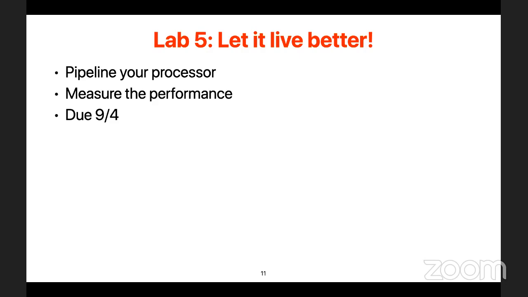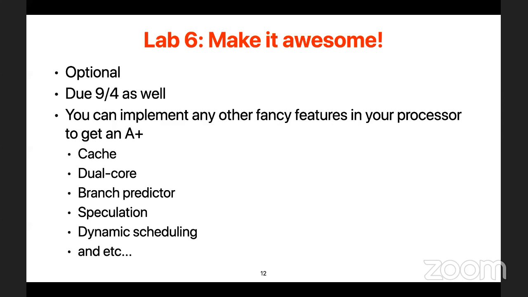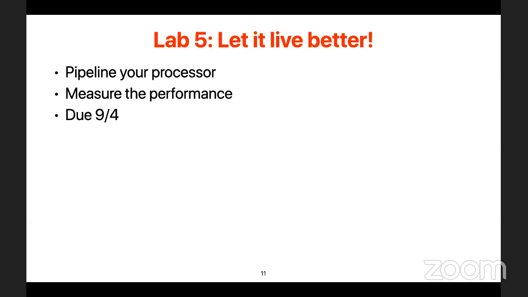And if you really want a better grade, if you have finished lab five, you already get an A. This class has no test, no quiz, no reading. All you need to do is, before September 4th, give me lab five, the pipeline processor, and go through all the labs. If everything functions correctly, you get an A.